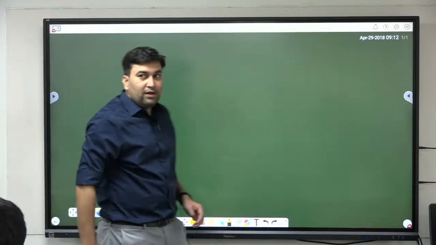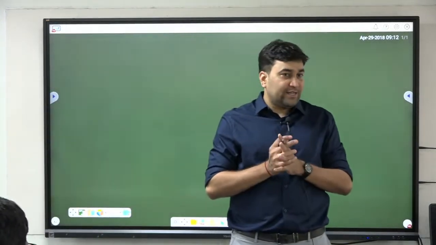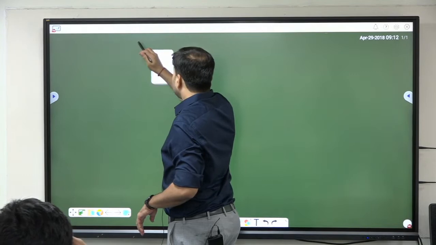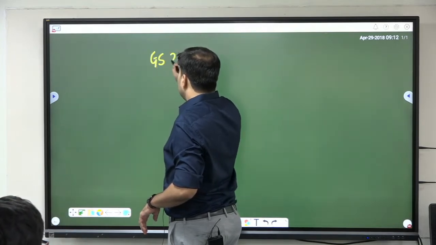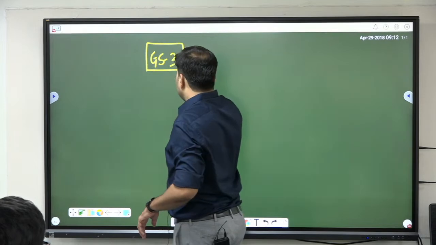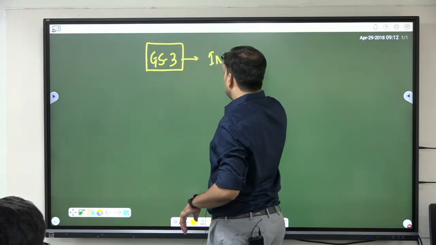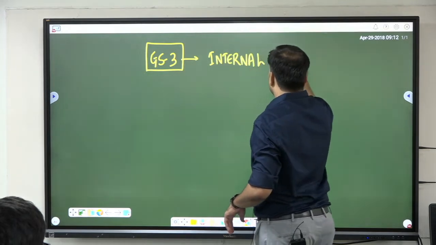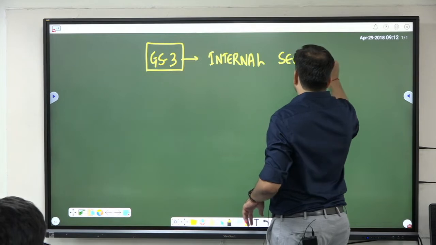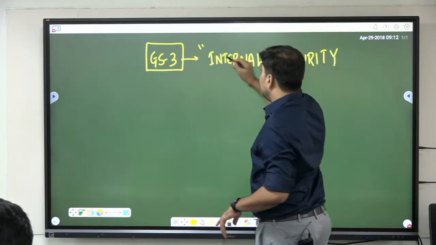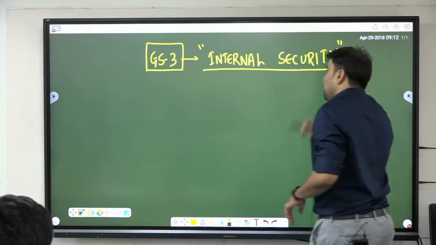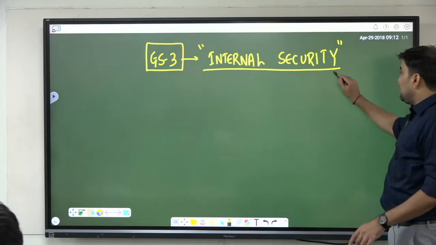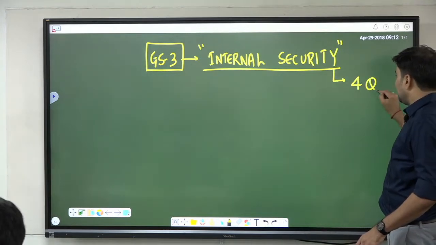So let us continue with our internal security part. Yesterday, we started with this. I will just quickly sum up the GS3 component. In this GS3 component, we are looking into something called internal security. From internal security, each year about 4 questions are asked, right?